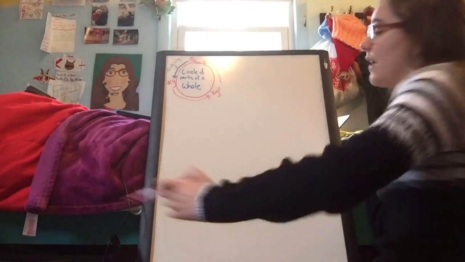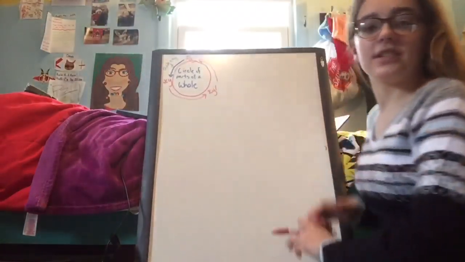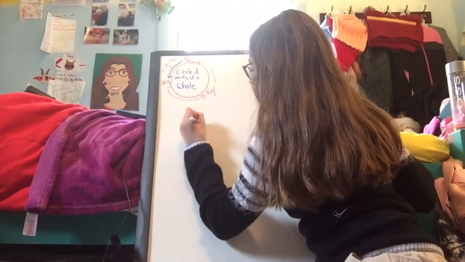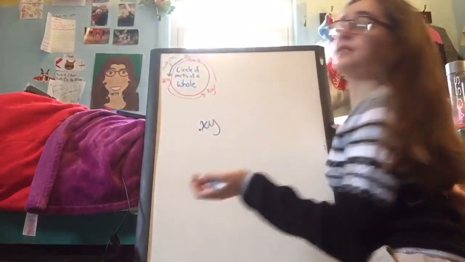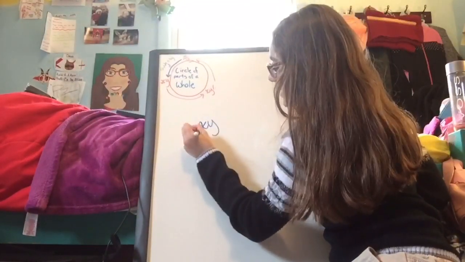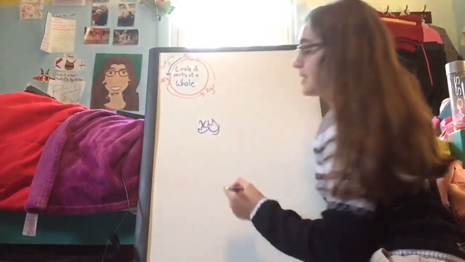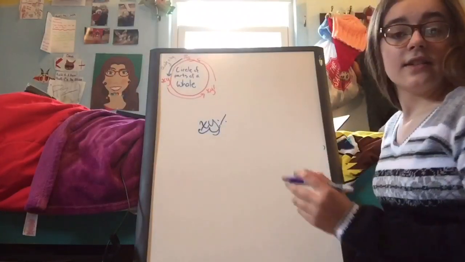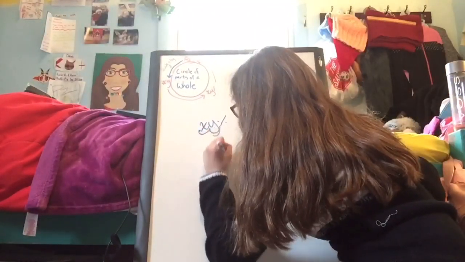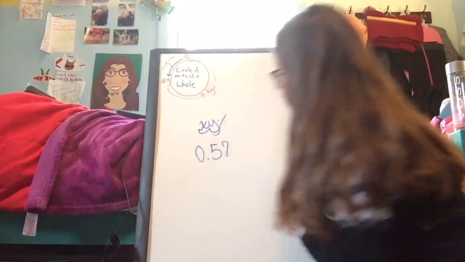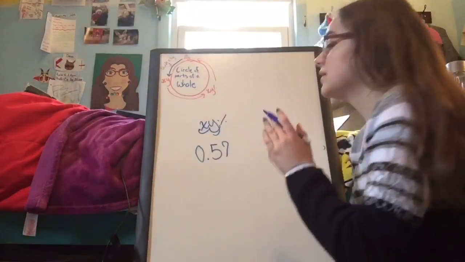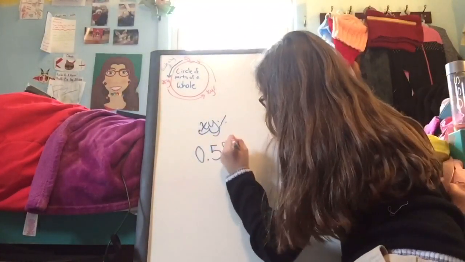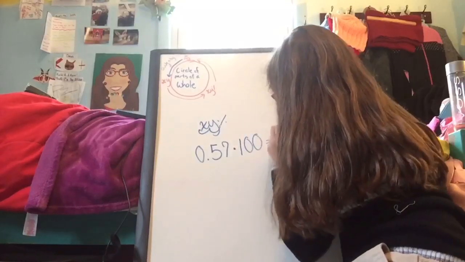Now we're going to learn how to turn a decimal into a percentage. We will start with our decimal .xy. This process is very simple. We're just going to move the decimal 2 places to the right so it becomes a whole number and then slap a percentage on it. For example, take 0.57. We move the decimal 2 places to the right, the equivalent of multiplying by 100, to get 57%.